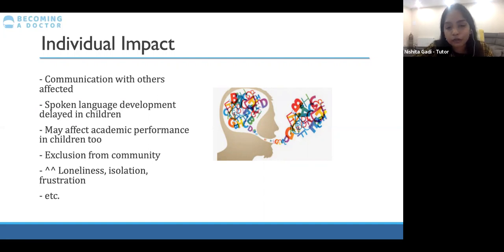It might cause exclusion from community. It can cause loneliness, isolation, frustration, and there's so much more as well. So it's important to consider that when you treat a patient, you have to think of the holistic approach to medicine.